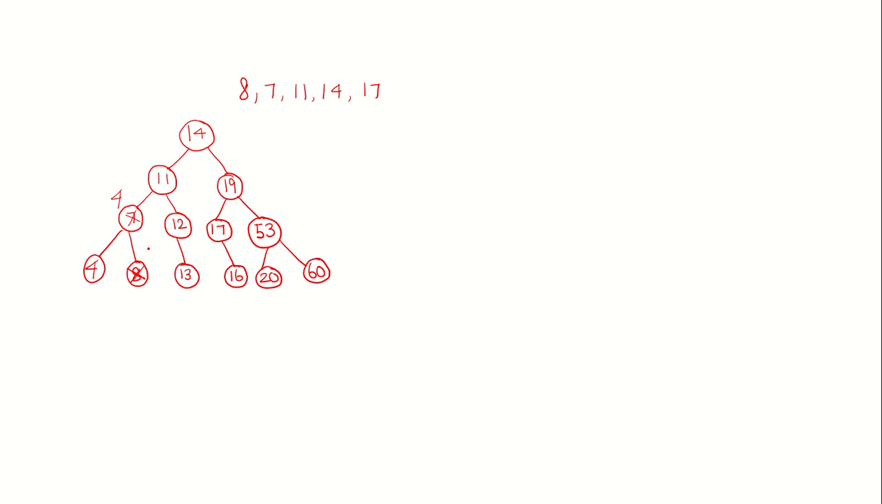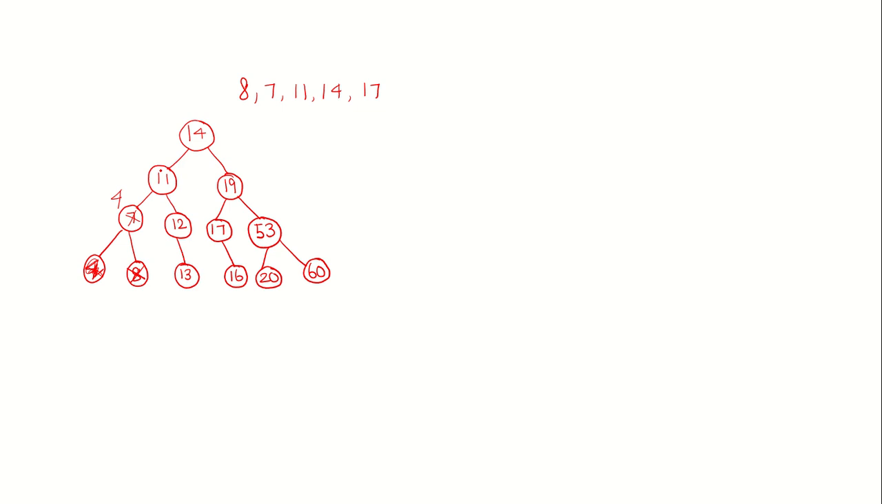So the first scenario, there are no children, so directly delete. The second scenario, there is only one child. If there is only one child, either a left child or a right child, replace that node with that child. Here, node 4 will be replaced.